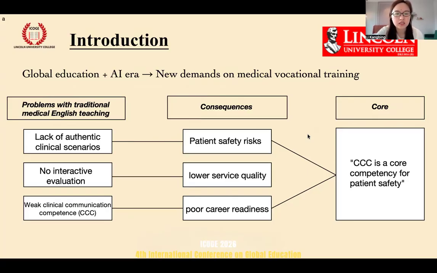And what are the consequences? Poor communication leads to patient safety risks, lower quality of care, and students who are not fully prepared for their future careers. As many researchers have emphasized, clinical communication competence is truly a core skill for patient safety.